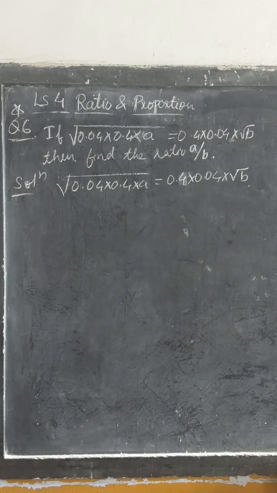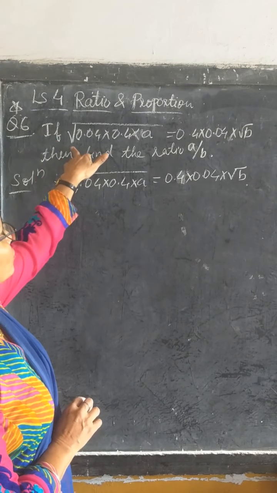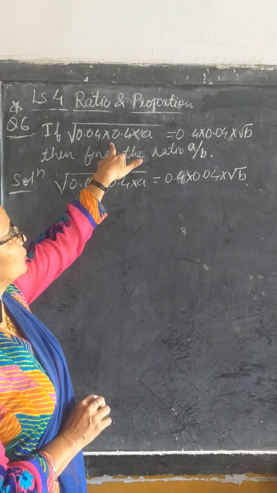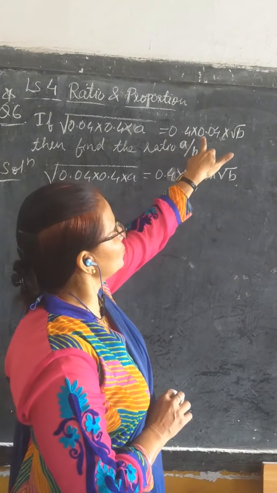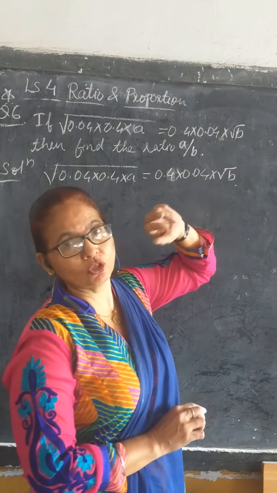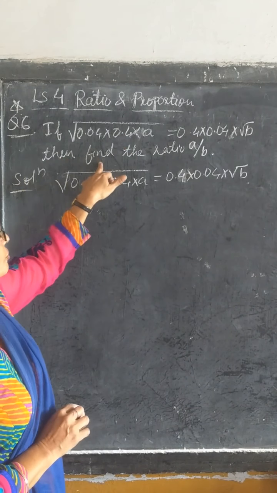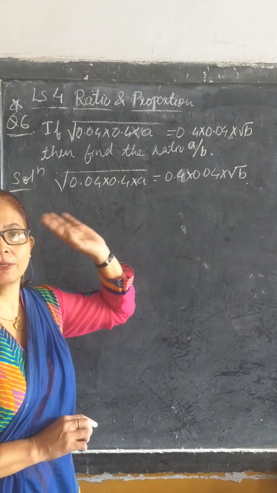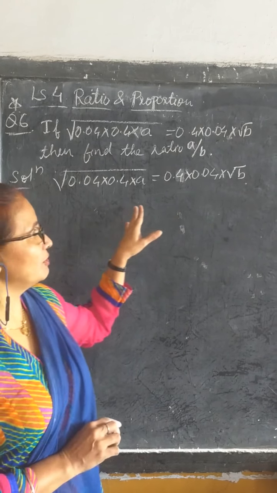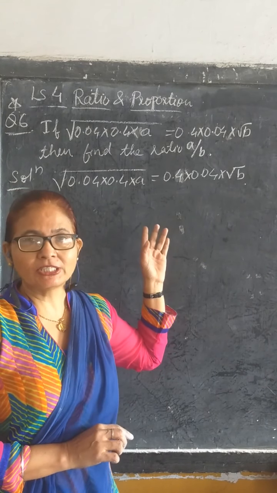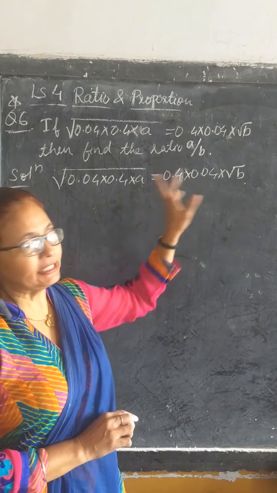Let's see question number 6. This is also a star sum. If square root of 0.04 into 0.4 into a is equal to 0.4 into 0.04 into square root of b is given, you have to find the ratio a by b. Very easy children. At first when we see, you will find that the sum is tough, but it's not tough. Let's see how. First whatever is given, that we write.